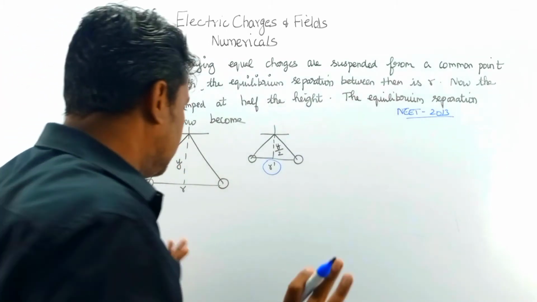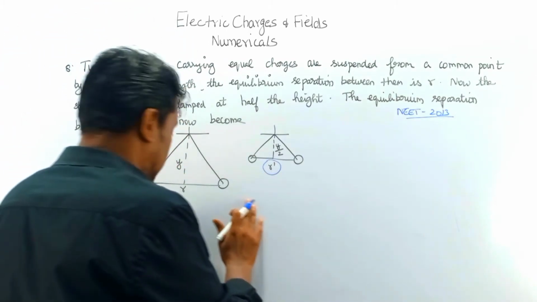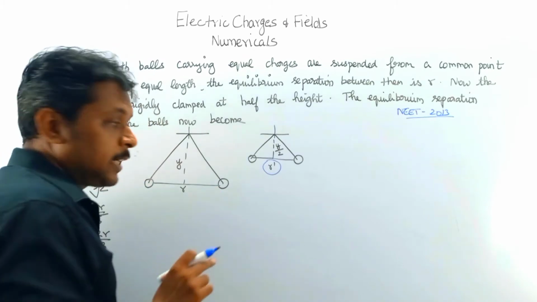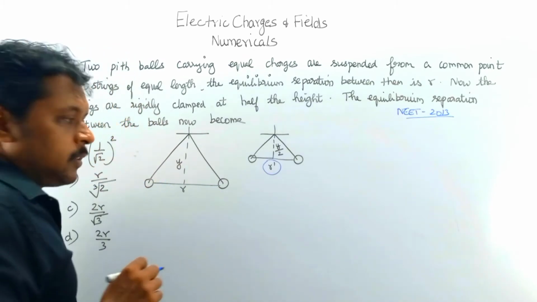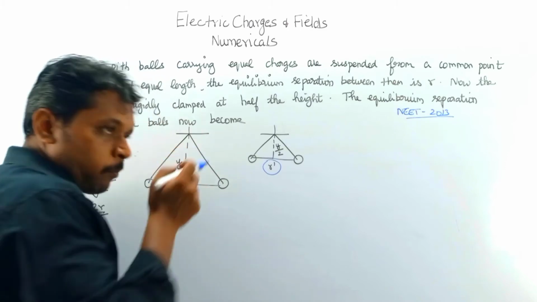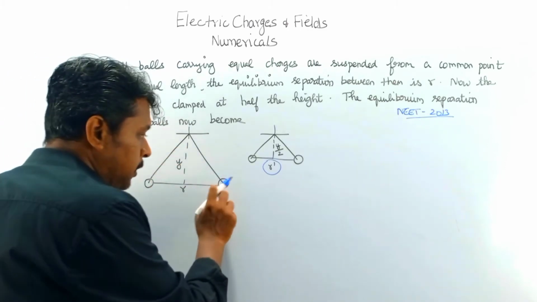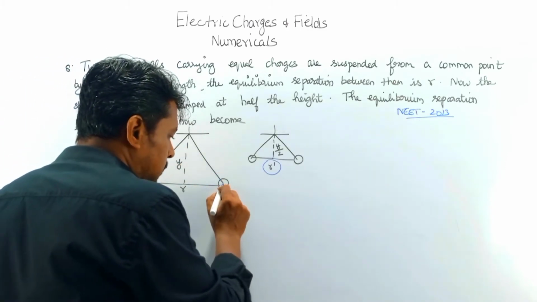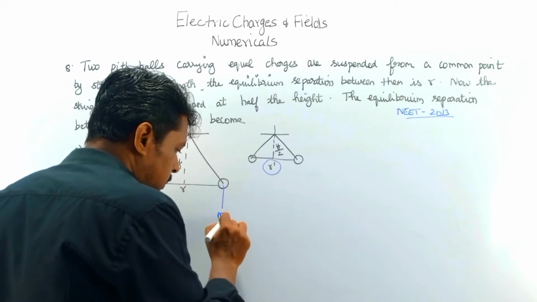First we will discuss the terms related to the first diagram. See, here we have the pith ball. Let us consider one pith ball. The weight of the pith ball acts downwards.